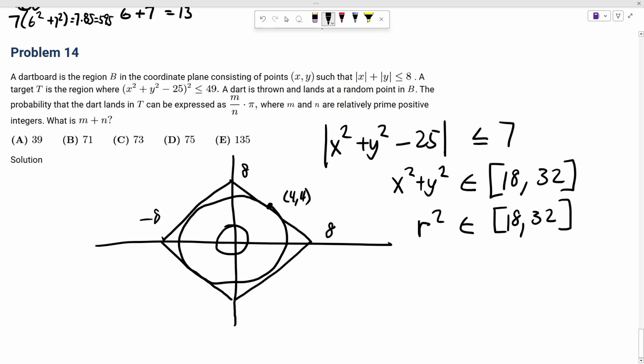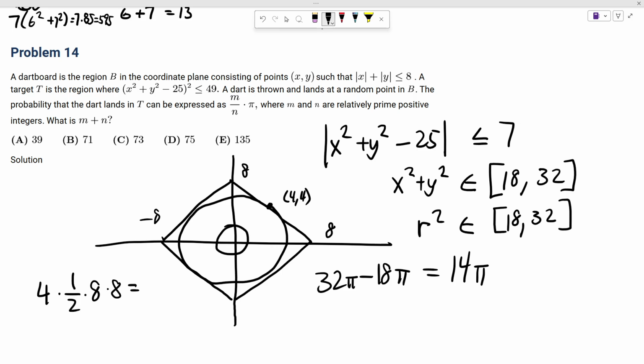What's the area of the donut? The area of the donut is just pi r squared of the outer ring minus pi r squared of the inner ring, which is 32 pi minus 18 pi, which is 14 pi. What's the area of the whole dartboard? Well, that's just going to be equal to these 4 right triangles added together. The right triangles each have side lengths 8, and this is equal to 128. So that means our final chance is 14 pi divided by 128, which is equal to 7 pi over 64. And if we find m over n times pi, that's 7 over 64. We add them together, it's 71.